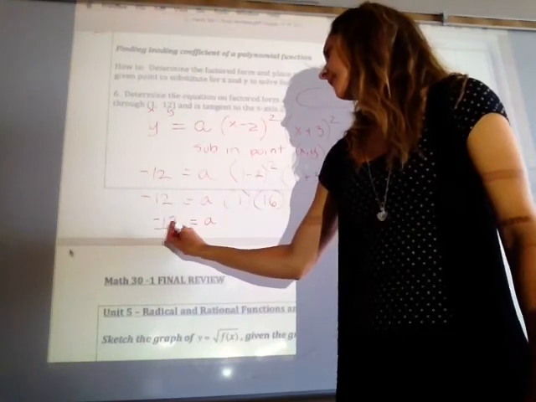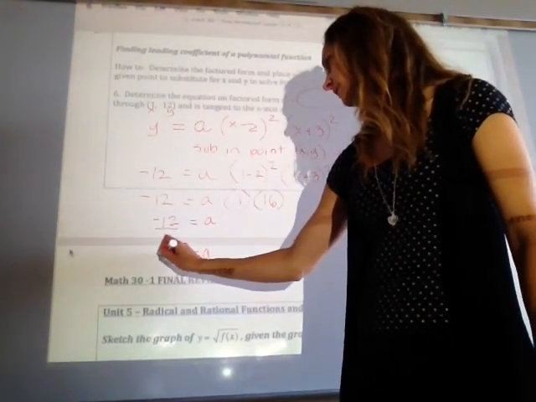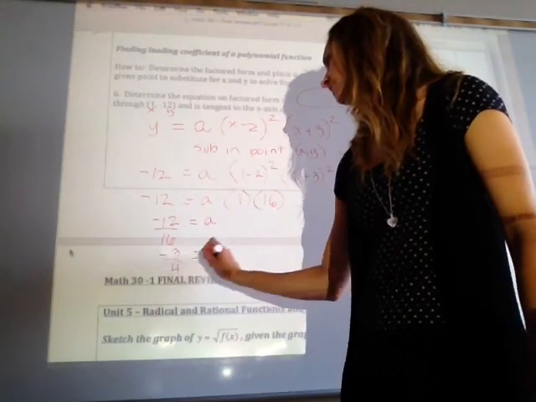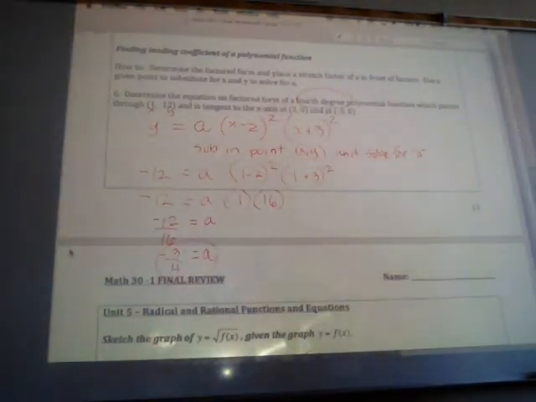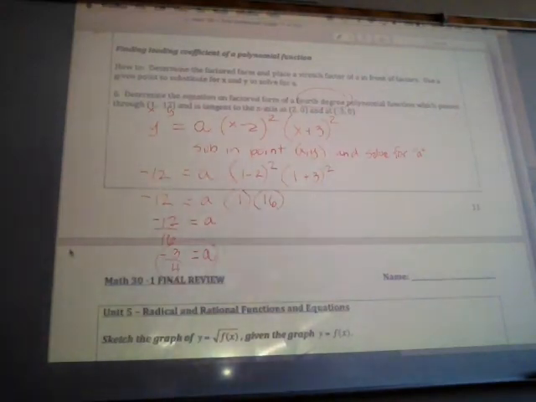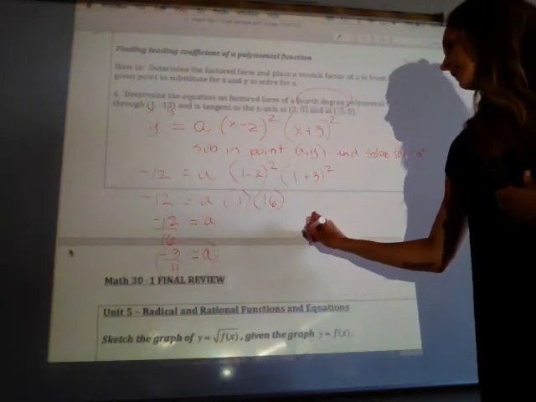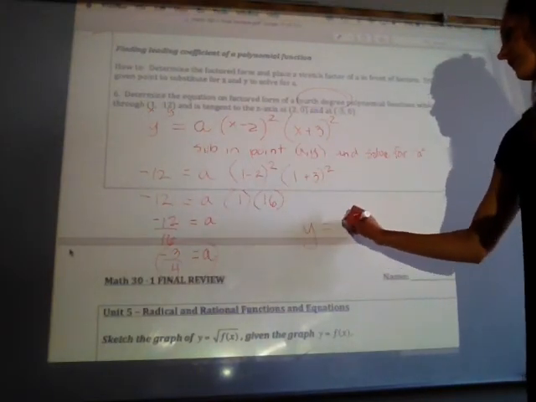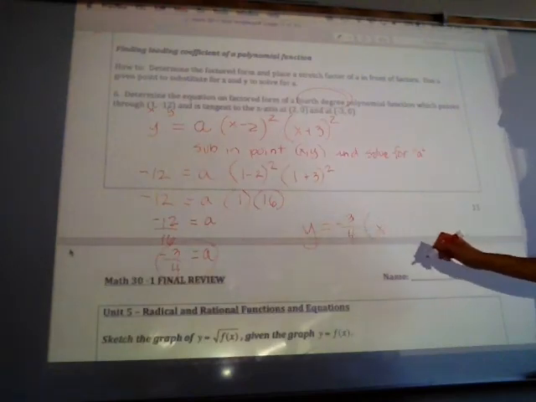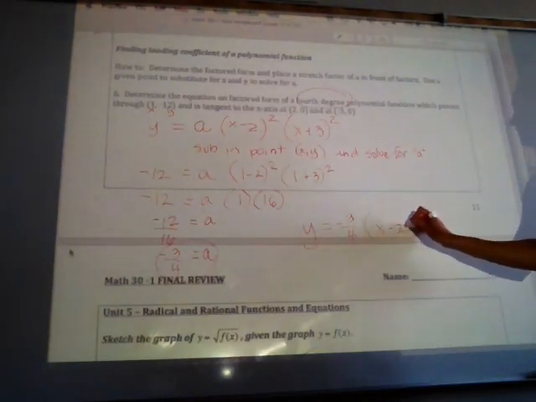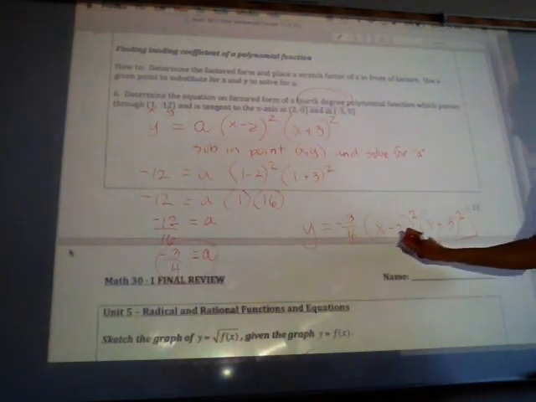Divide by 16 and then simplify. Both have 4. So we have negative 3 over 4 as your a value. Is that the equation though? No, that's just the leading coefficient of our polynomial. So don't forget, you would have to write that out as an equation. Negative 3 over 4 times x minus 2 squared times x plus 3 squared. That's our polynomial.